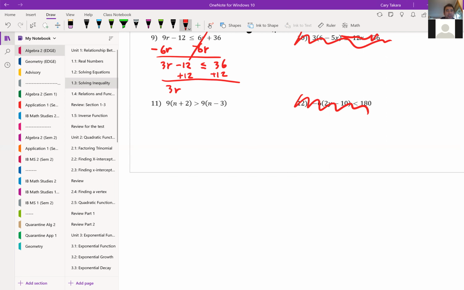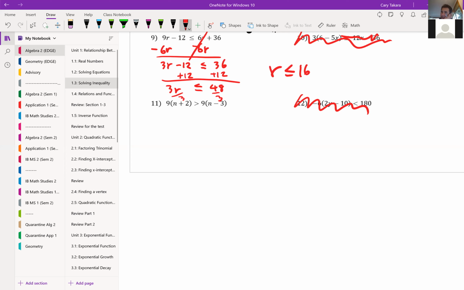So 3r minus 12 is less than 36. Add 12, add 12. So 3r equals, again, no flipping the sign, right? You're adding, subtracting, dividing by a positive, then divide by 3, divide by 3. So r is less than or equal to, what is it? 16.